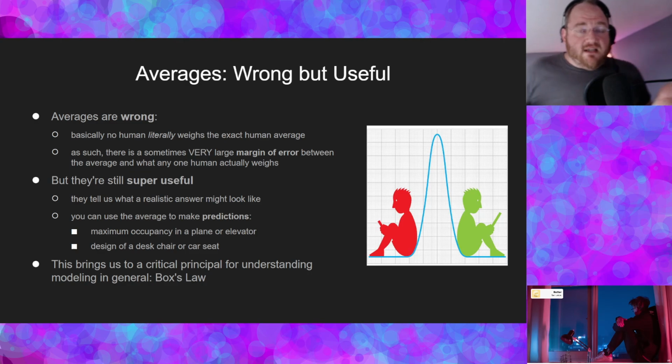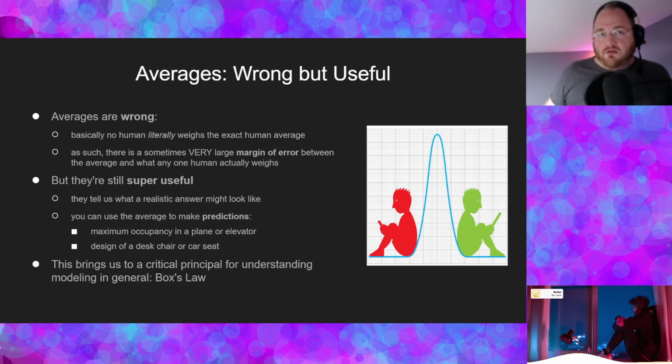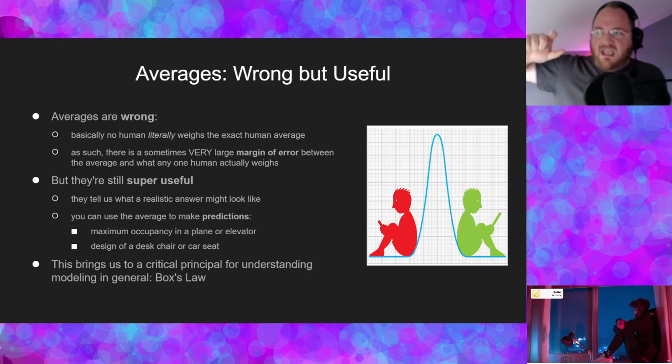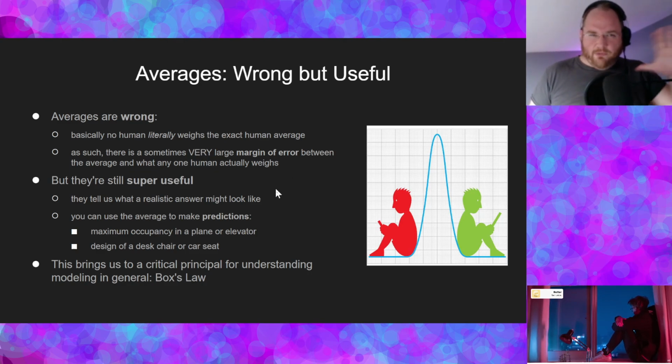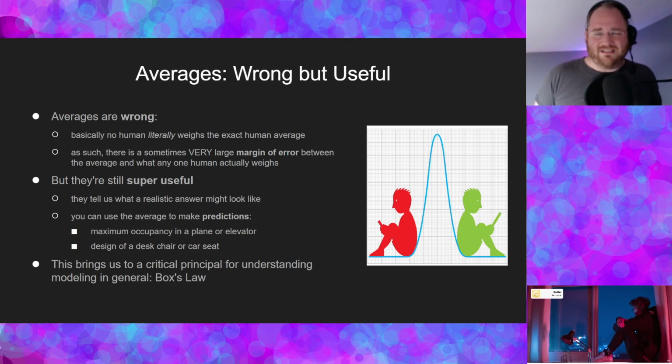Maximum occupancy on a plane or an elevator, right? So you walk into any elevator, there's some kind of plaque on there that says this thing's rated for 10 people or 4,000 pounds or whatever it is. Usually that people number is a little lower than it needs to be, just to sort of say, hey, don't overcrowd this thing. You don't want to risk it.